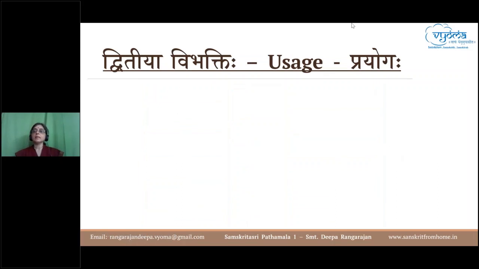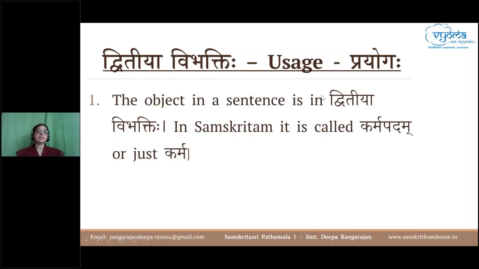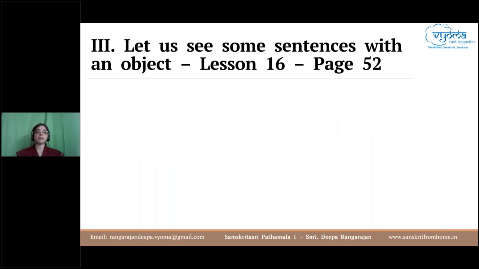Now we'll see where the Dvitiya Vibhakti is used. The first use is as the object. We already saw that Dvitiya Vibhakti is primarily used to indicate the object of the sentence. This object in Sanskritam is called the karma padam or the karma, just the karma. If we say karma, it refers to the object. There we use the Dvitiya Vibhakti.